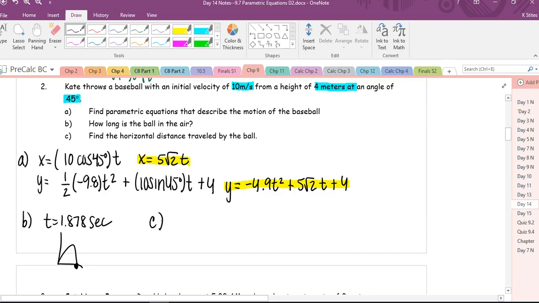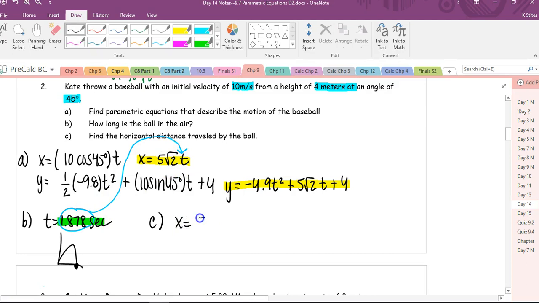Part C, find the horizontal distance traveled by the ball. All right, I think this is pretty cool. You just figured out that 1.878 seconds is how long it takes to hit the ground. So basically we're saying horizontally, how far did the ball go in that time? So all you're going to do is take this and plug it into t in your x equation. So this will tell you at that time how far did it go.